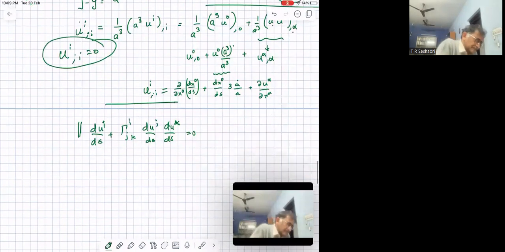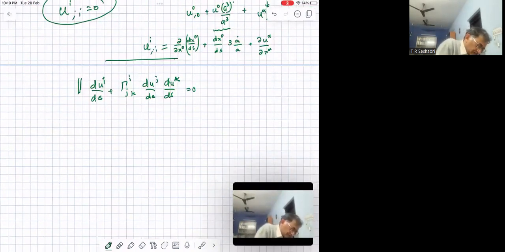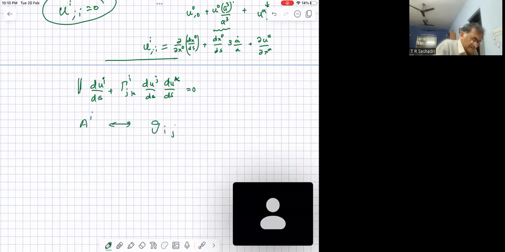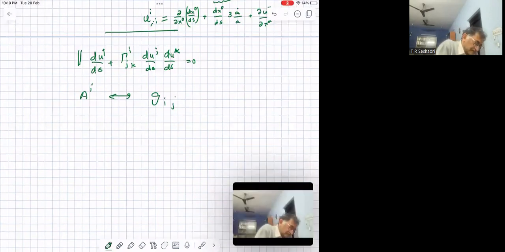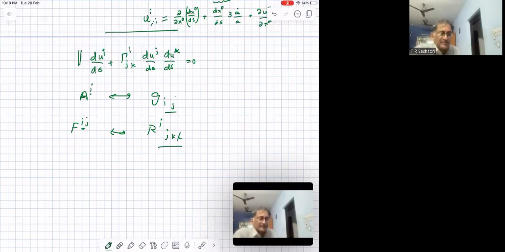You see, because there are some very interesting parallels. AI is like G, an electromagnetic thing. Then you have F_IJ, and this is like R_IJKL. See, this is a single index, this is a double index. So a two-index thing goes to a four-index thing. So these are some interesting parallels which you can draw. I might like to touch upon this, so I will do this.